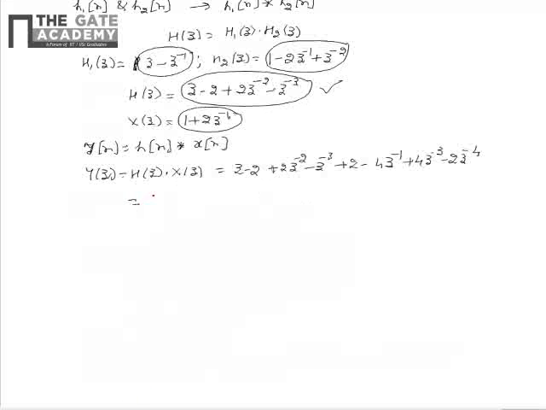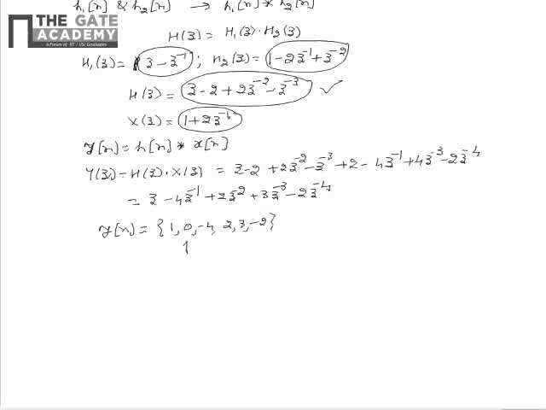Upon simplifying this, we see that Y of z is equal to z minus 4z inverse plus 2z power minus 2 plus 3z power minus 3 minus 2z power minus 4. We know that from the definition of z transform, the coefficient of z power minus n is the value of the signal at the instant n. From this we can get y of n as 1, 0, minus 4, 2, 3, minus 2. Here the value of 0 corresponds to the instant n is equal to 0.